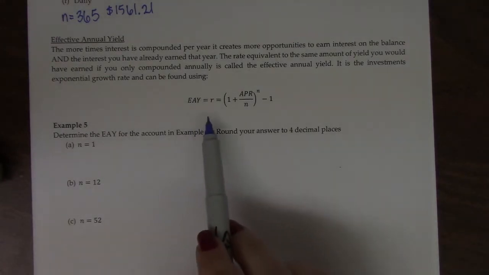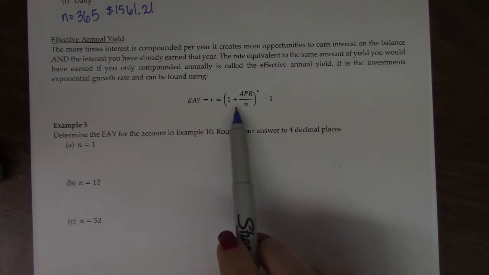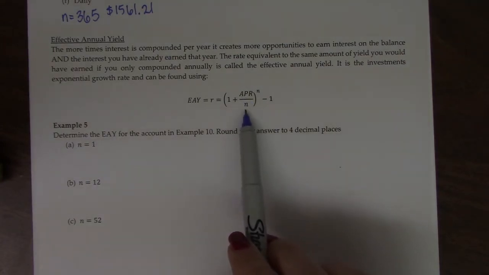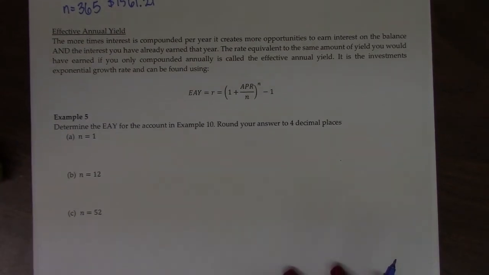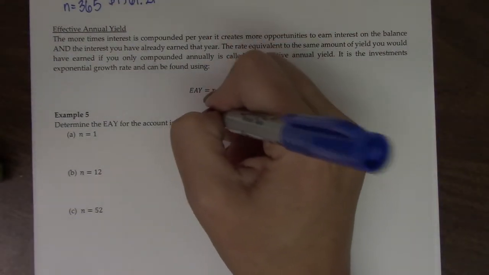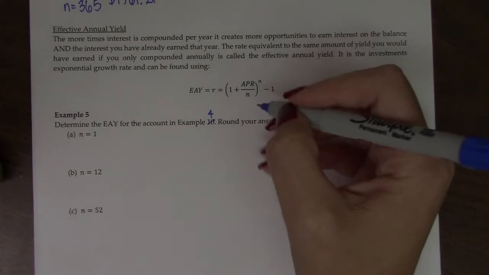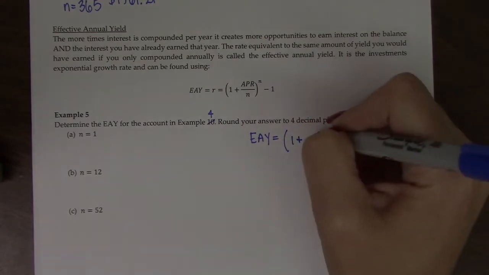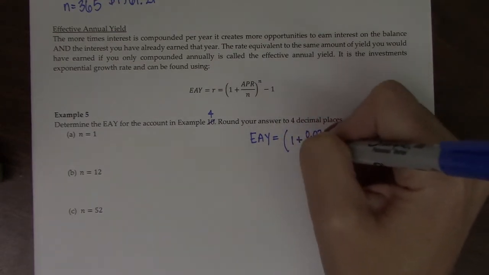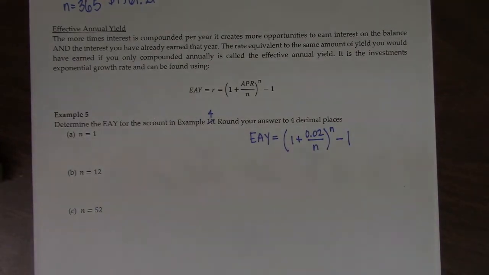So the effective annual yield, we say, comes from solving the equation above for R. It's 1 plus the annual percentage rate divided by n, all raised to the n, minus 1. So let's look at the annual yield for the example in the previous problem. And this should actually say example 4. We want to round our answers to 4 decimal places. So my new formula, EAY, is 1 plus the rate, which in the previous problem was 2%, and I want to check it out for these 3 values of n.